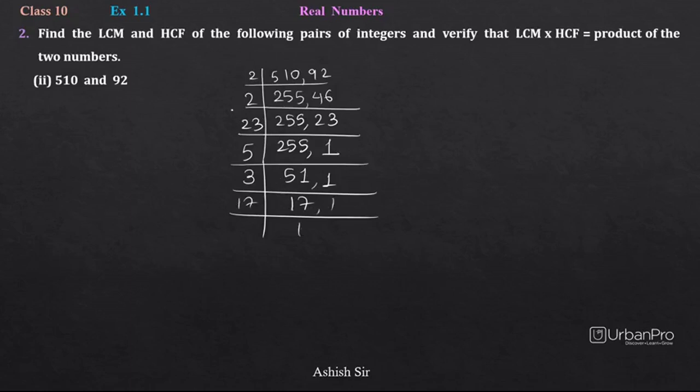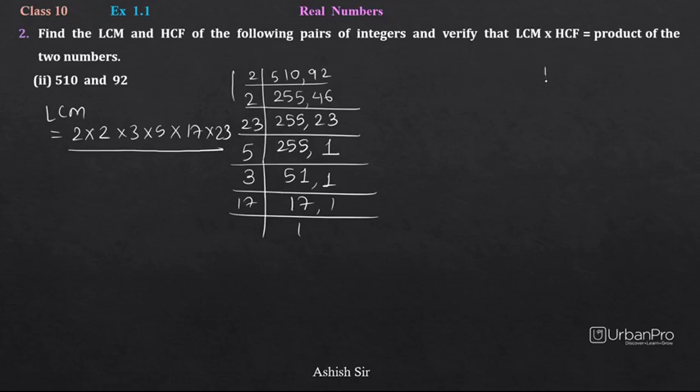So here we see that we have got the LCM of the two numbers as 2 into 2 into 3 into 5 into 17 and 23. So these are the numbers which present in the LCM. Now to find the HCF, we have to find the prime factors separately for both the numbers 510 and 92. So we divide them accordingly.